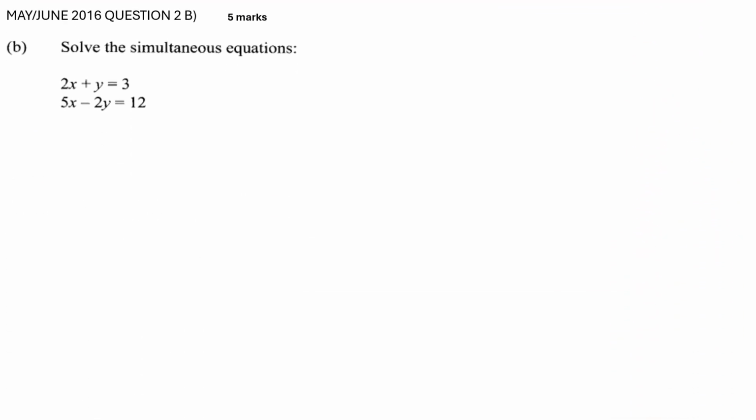Here we have question 2B from the 2016 May-June paper. It is a simultaneous question and it's worth 5 marks. 2x plus y equals 3. 5x minus 2y equals 12.